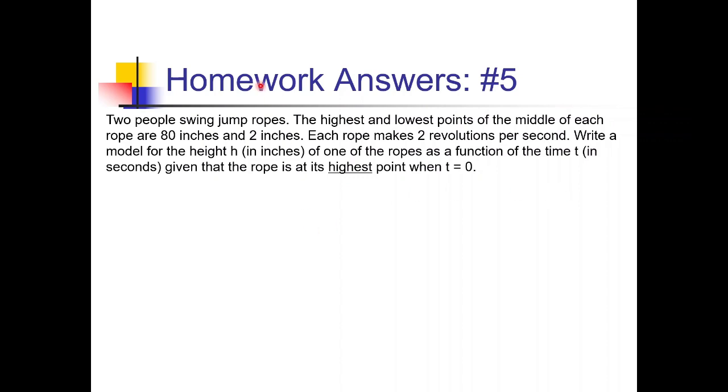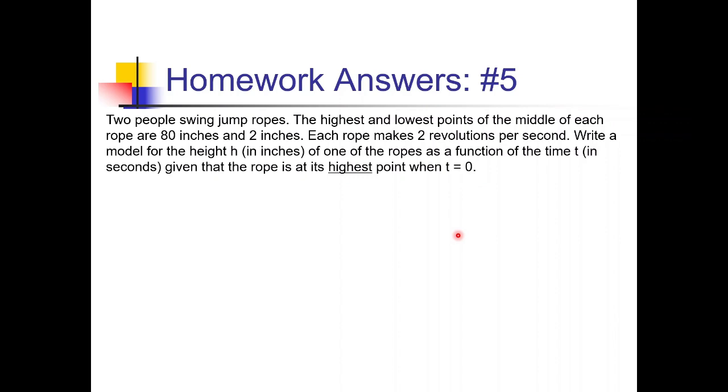On this problem, we have 2 people swinging jump ropes. The highest and lowest points of the middle of each rope are 80 inches and 2 inches. Each rope makes 2 revolutions per second. They want a model for the height in inches, so that's h, of one of the ropes as a function of time, t, which is in seconds, given that the rope is at its highest point when time equals 0.